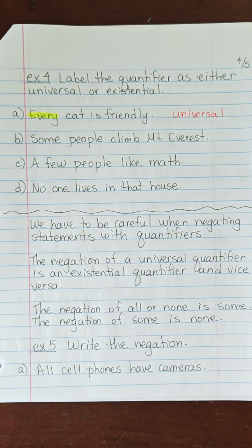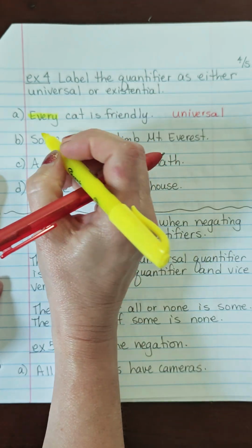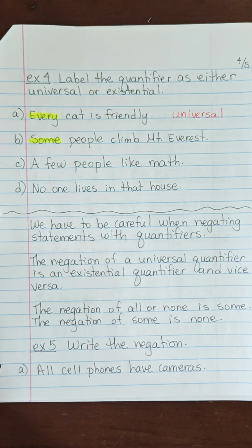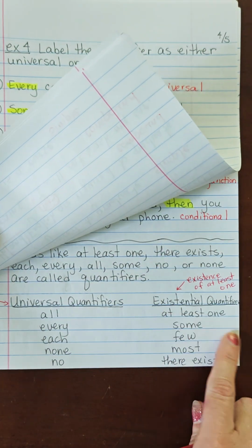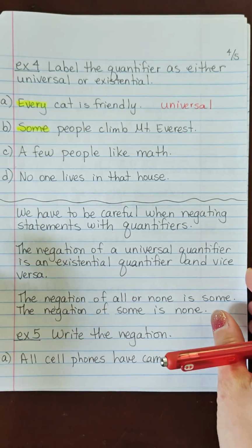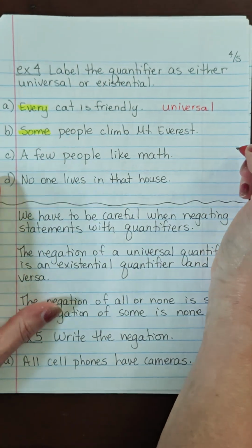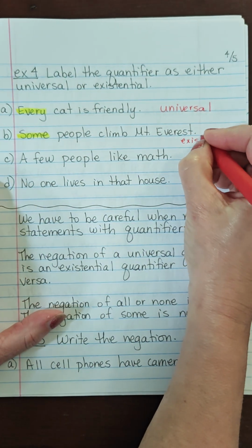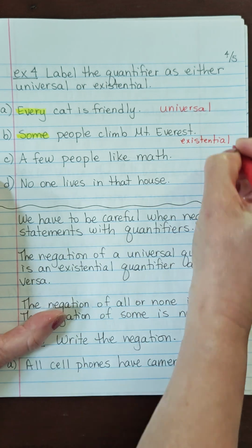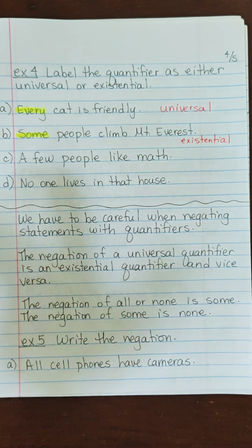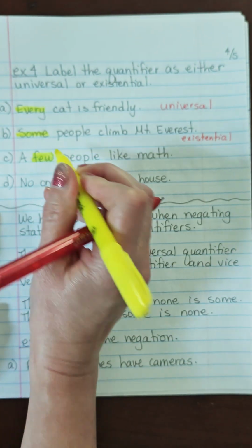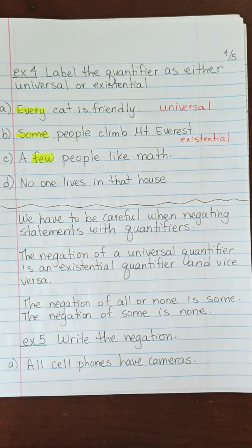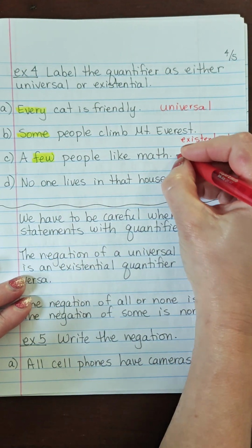Some people climb Mount Everest. All right, so here we've got some. This is not an all or nothing. That's going to be an existential quantifier. So that word is falling under the existential quantifiers. A few people like math. All right, here we go with few, again with the existential, the existence of some people.